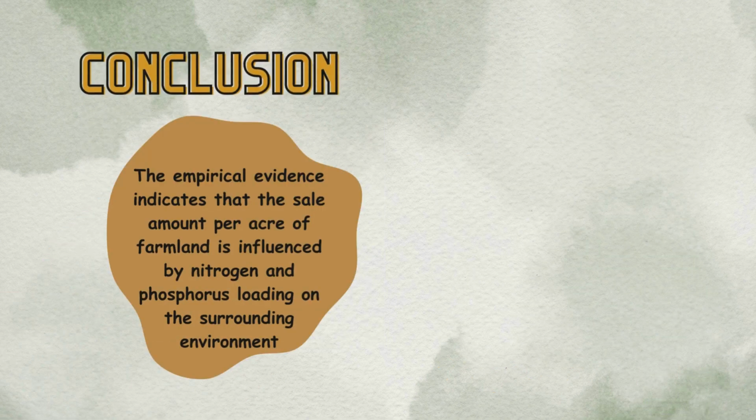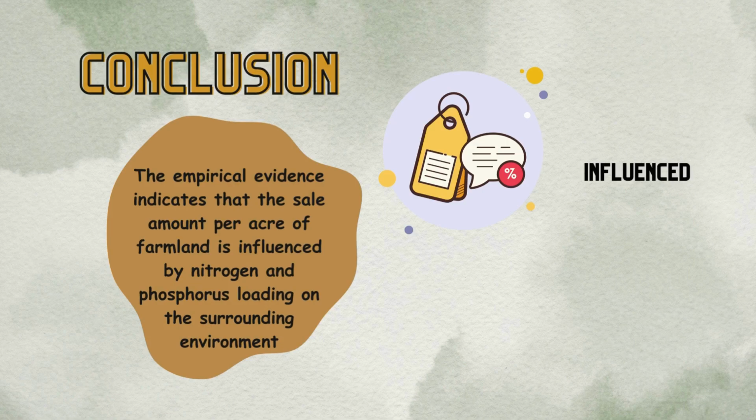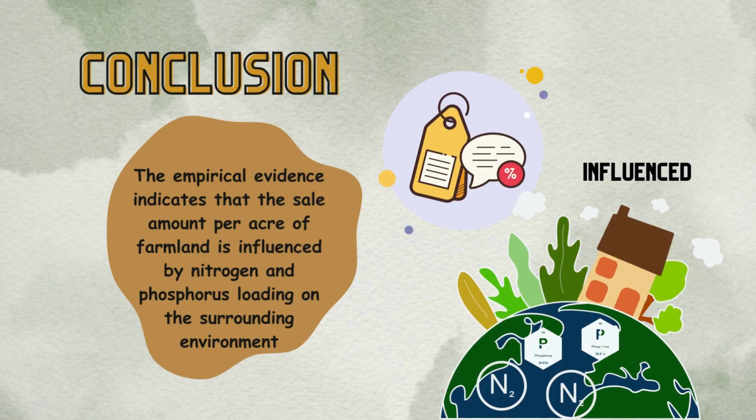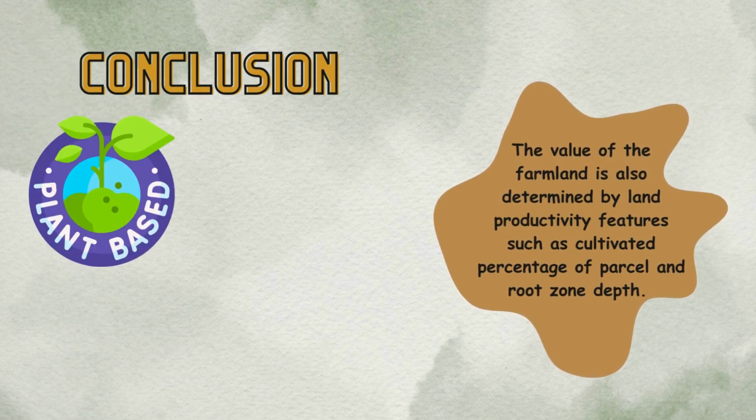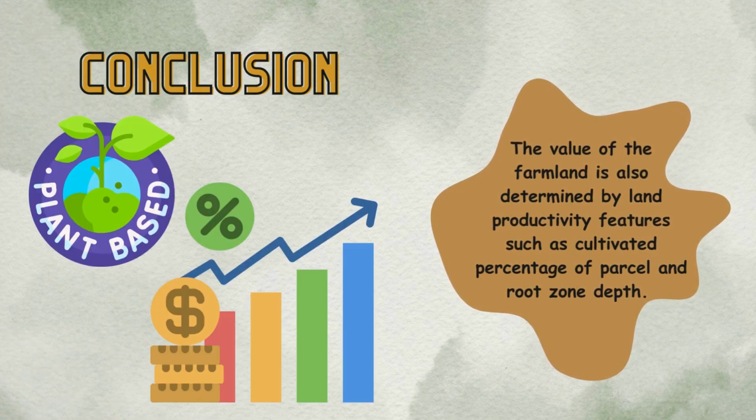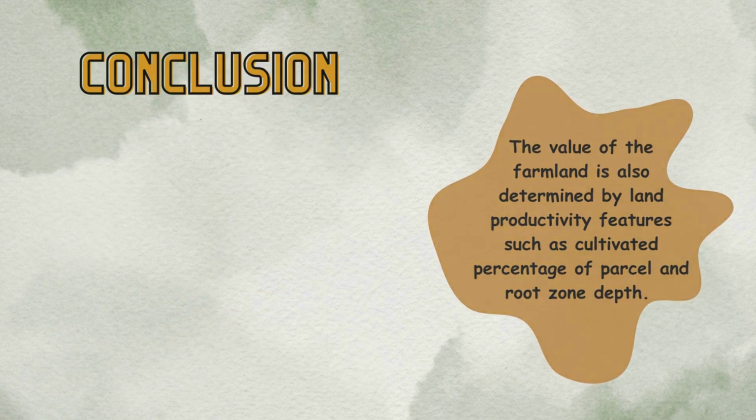The empirical evidence indicates that the sale amount per acre of farmland is influenced by nitrogen and phosphorus loading on the surrounding environment. The value of the farmland is also determined by land productivity features such as cultivated percentage of parcel and root zone depth.